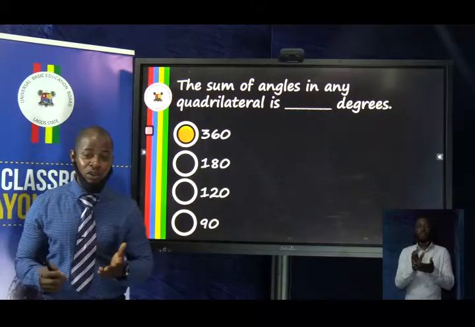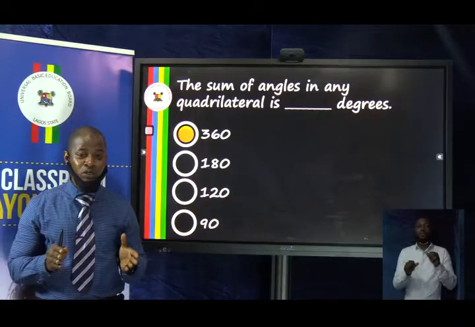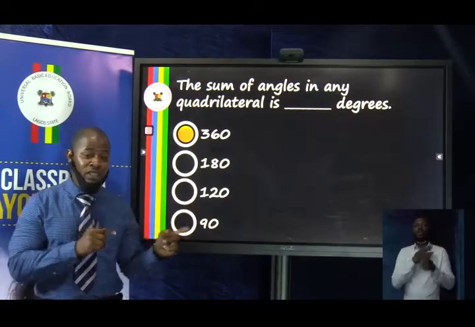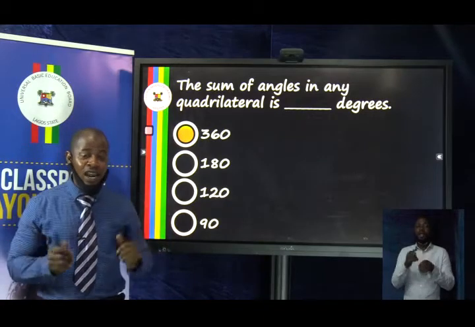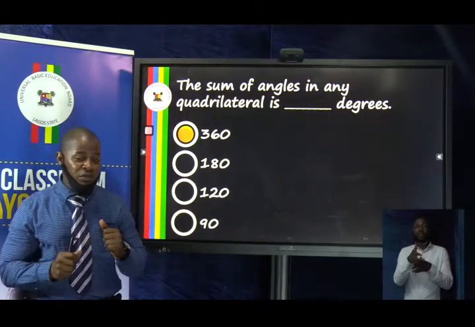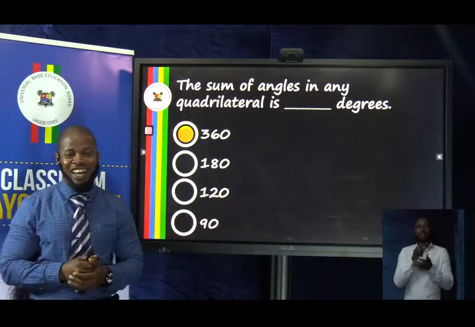If you remember the song, quadrilaterals have 4 sides and 4 angles: parallelograms, rhombuses, trapezoids, squares and rectangles. And if you add the angles inside each of these, they'll give 360 degrees. I hope you selected that.